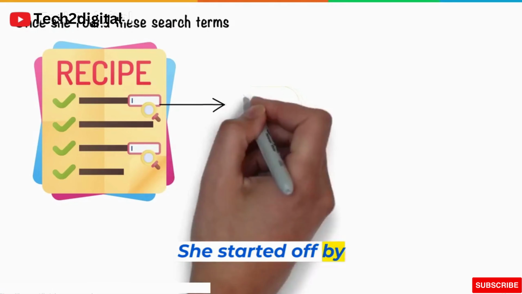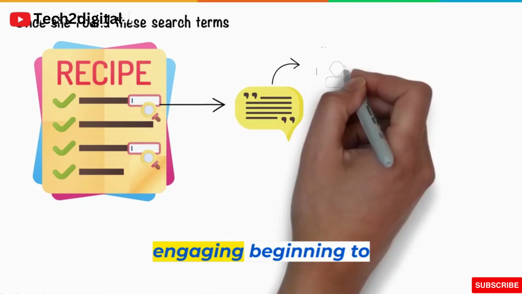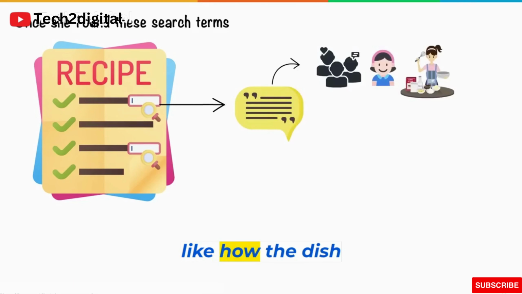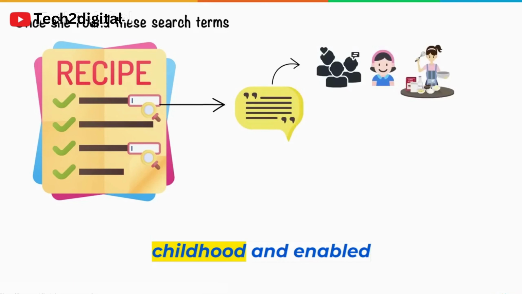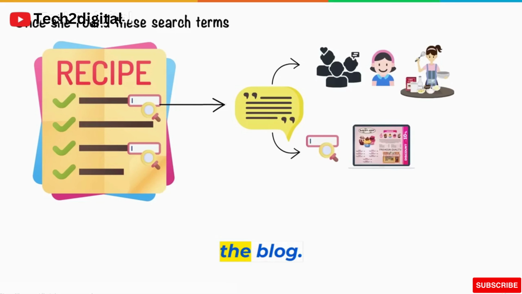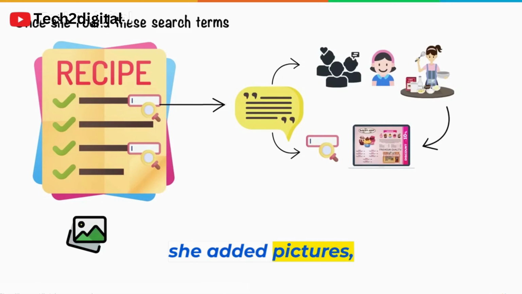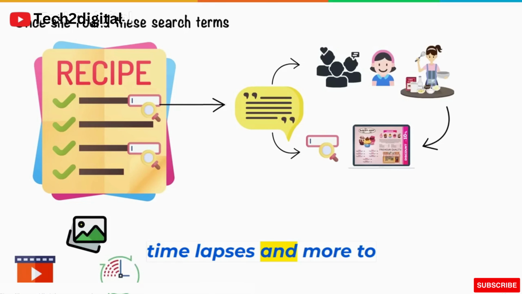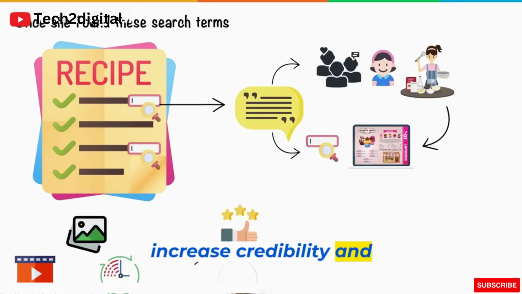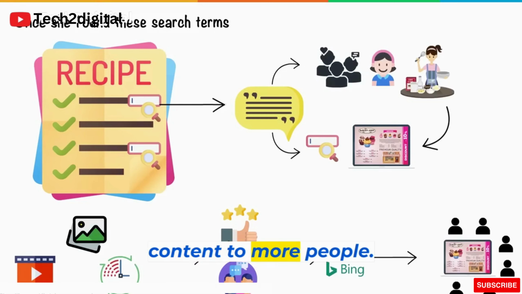She started off by providing an introduction to the recipe. With this, she could provide an engaging beginning to her story, like how the dish reminded her of her childhood, and enabled her to naturally include the search terms into the blog. She also included these keywords in the actual recipe as well. Additionally, she added pictures, videos, time-lapses, and more to increase credibility and engagement for her content, and subsequently persuading search engines to show her content to more people.